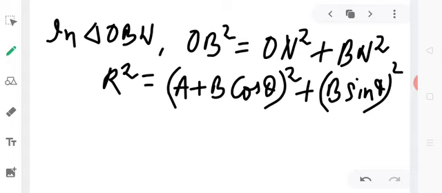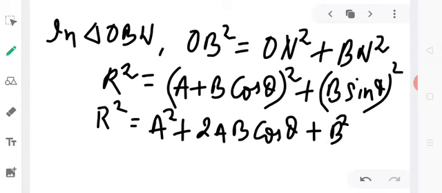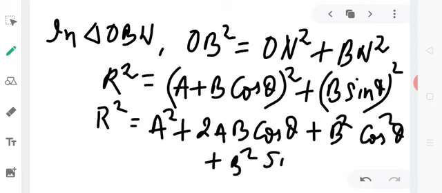So now we can write down R square equal to A square plus 2AB cos of theta plus B square cos square theta plus B square sin square theta.